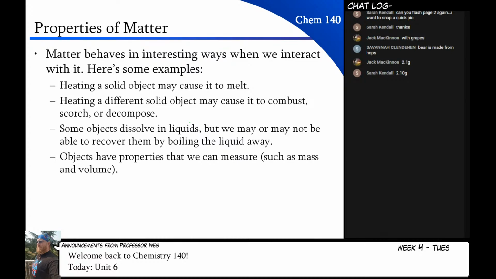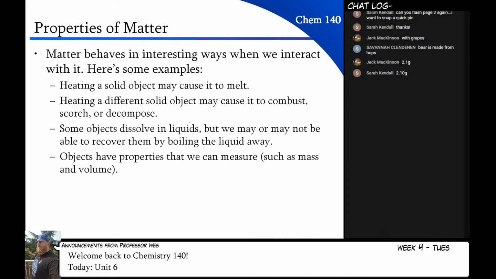What different ways can matter interact with other matter? Here's just a bunch of different random observations that I've made. Maybe I can melt something by heating it. Maybe if I heat something else, it will scorch or burst into flames or whatever. If I drop something in a liquid, it may be recoverable. For example, if I put salt into water and then boil the water away, I get the salt back. But sometimes I'm not able to recover solids that way because they've reacted.